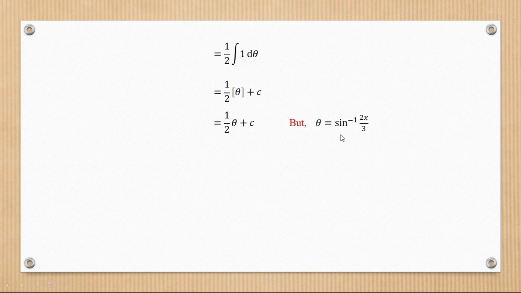But remember, theta is sine inverse of 2x over 3. So we'll have a half sine inverse of 2x over 3 plus c, and that is the answer.